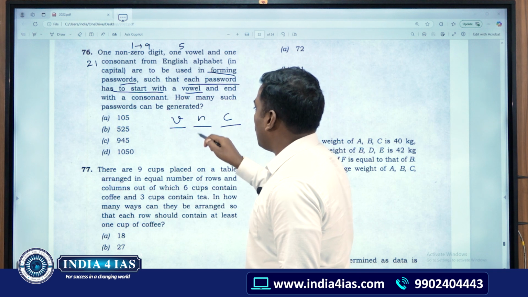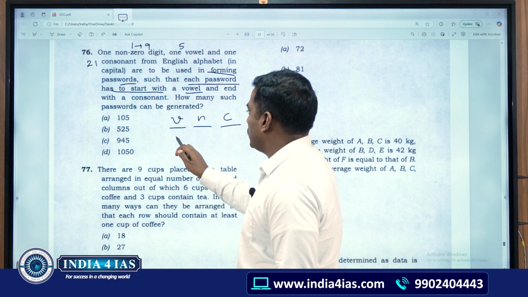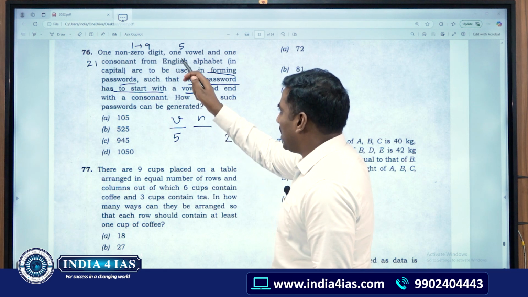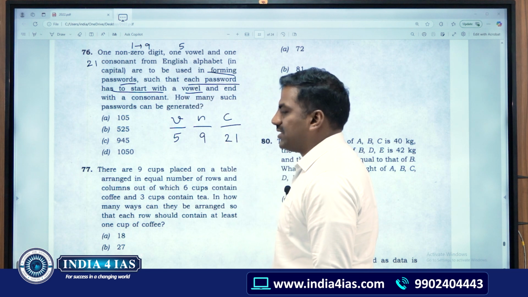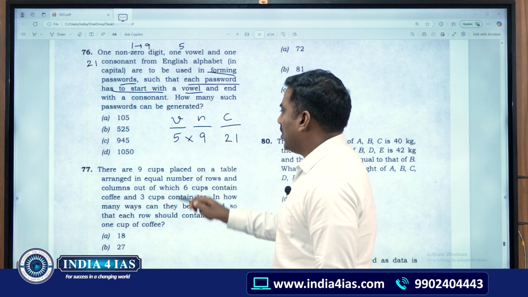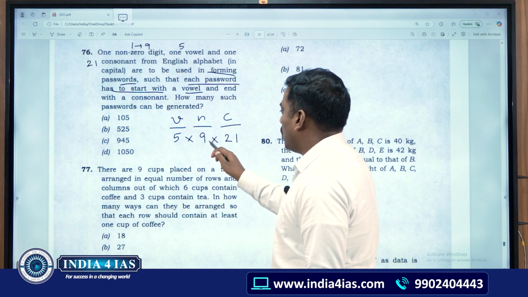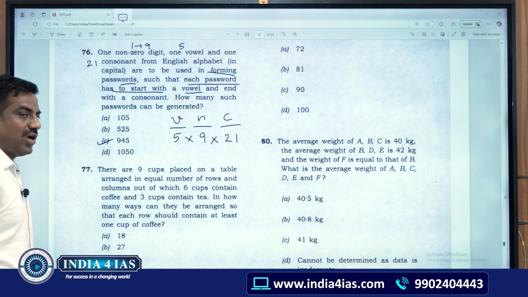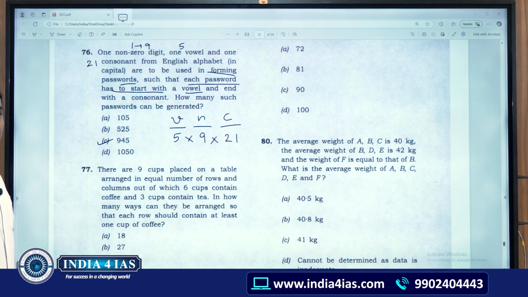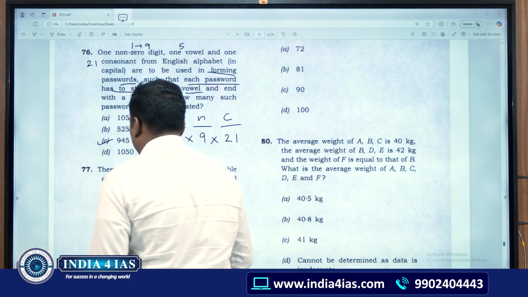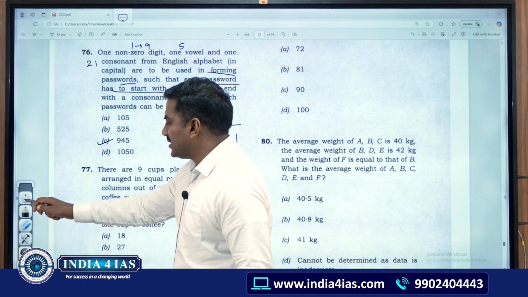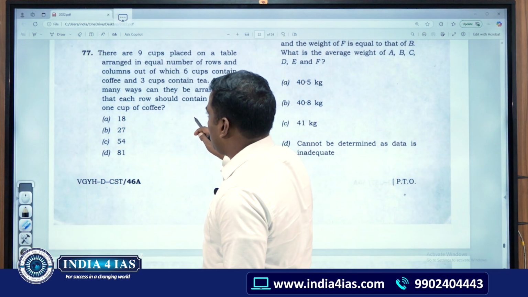So now comes the number here. How many vowels can I use? I can use 5 vowels, 21 consonants, and the non-zero digits I can use is 9. So 5 into 9 is 45. Then 45 into 21 is 945. So this is a simple problem. One who knows permutations and combinations can easily solve this problem.